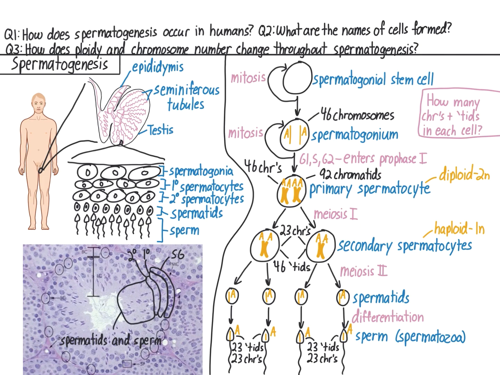Okay, that's it for this video on spermatogenesis. By now, you should understand how spermatogenesis occurs in humans and be able to remember the names of these cells and how chromosome number changes throughout spermatogenesis.